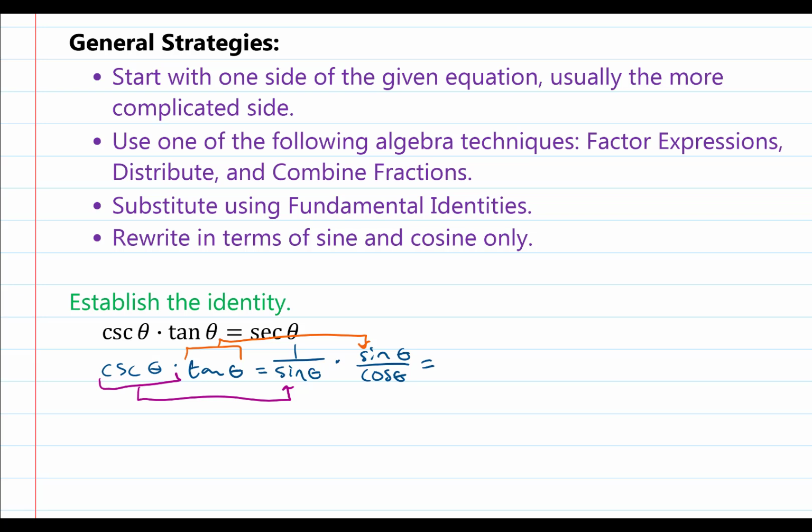Now let's go ahead and multiply our two fractions together, and the result is sine of angle theta over sine of angle theta times cosine of angle theta. Now we will simplify the fraction by reducing by a common factor, which is sine of angle theta. This now gives us the ratio of 1 over cosine of angle theta, which we know is equal to secant of angle theta, also based on a reciprocal identity. So we have now shown that cosecant of angle theta times tangent of angle theta is equal to secant of angle theta.